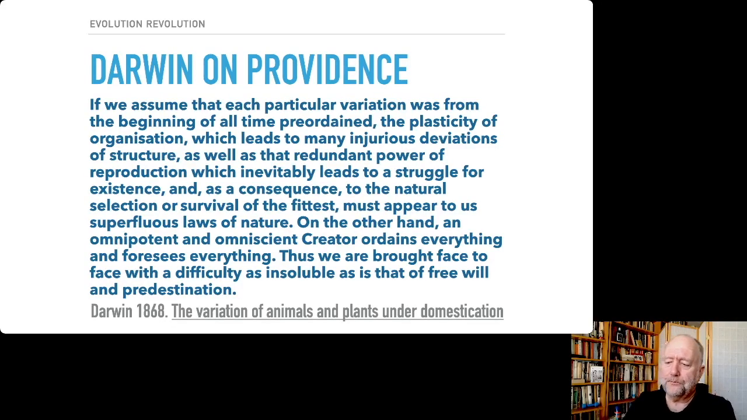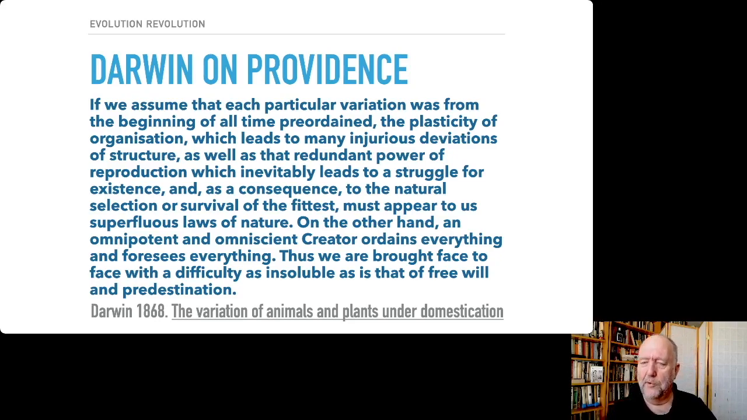Darwin argued, if we assume that each particular variation was from the beginning of all time preordained, the plasticity, that means the variability, of organisation, which leads to many injurious deviations of structure, I'll translate that, many fitness-lowering variants, as well as that redundant power of reproduction which inevitably leads to a struggle for existence and as a consequence to the natural selection or survival of the fittest, must appear to us superfluous laws of nature. On the other hand, an omnipotent and omniscient creator ordains everything and foresees everything. Thus we are brought face to face with a difficulty as insoluble as is that of free will and predestination.